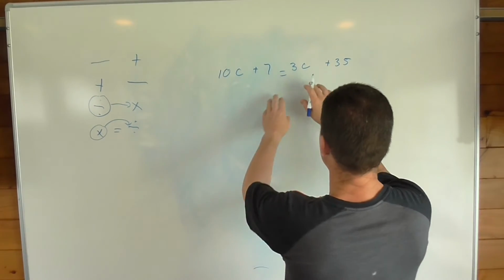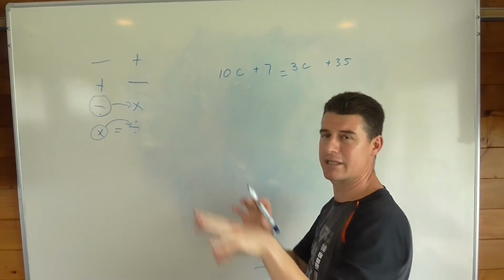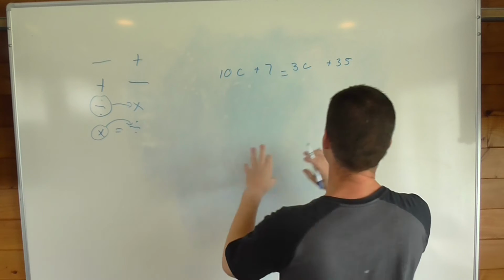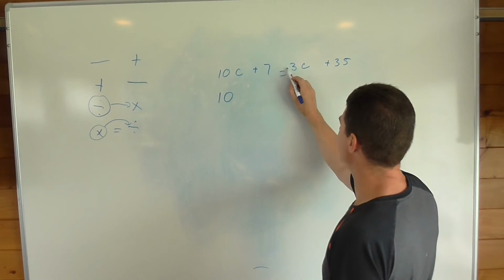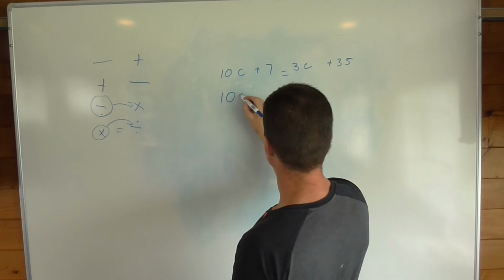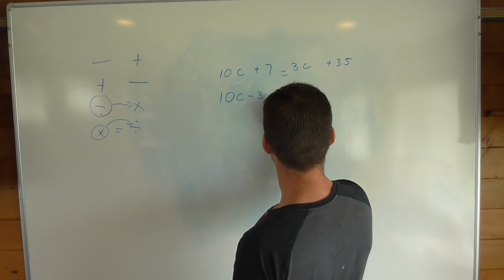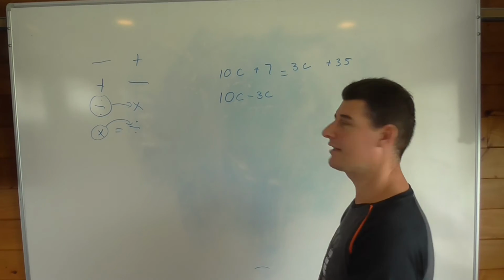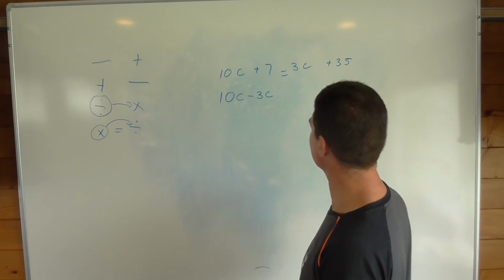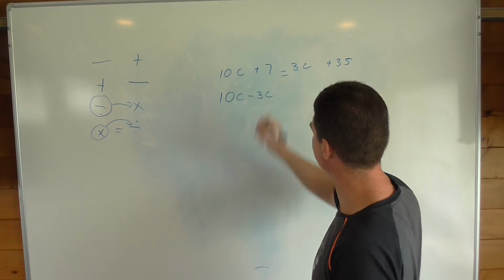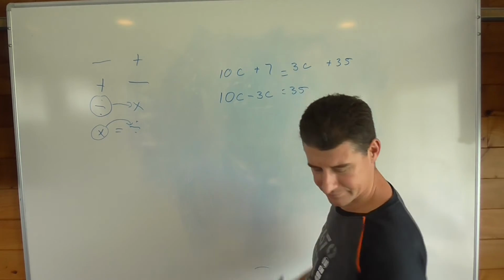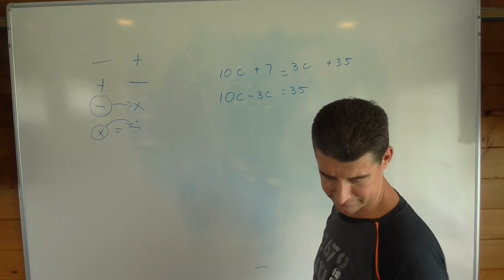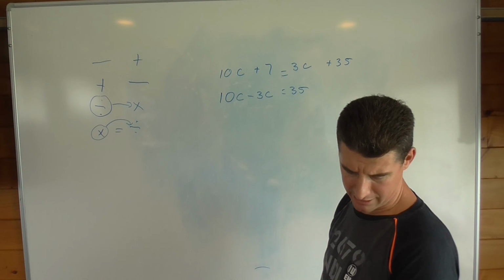So first of all, we need to bring the 3c because we want to get all the c's on one side, right? So in other words, 10c, now because that's a plus 3c, ta-da, that just becomes a minus. If that was a minus 3, it would have become a plus. Plus 35, what am I doing?